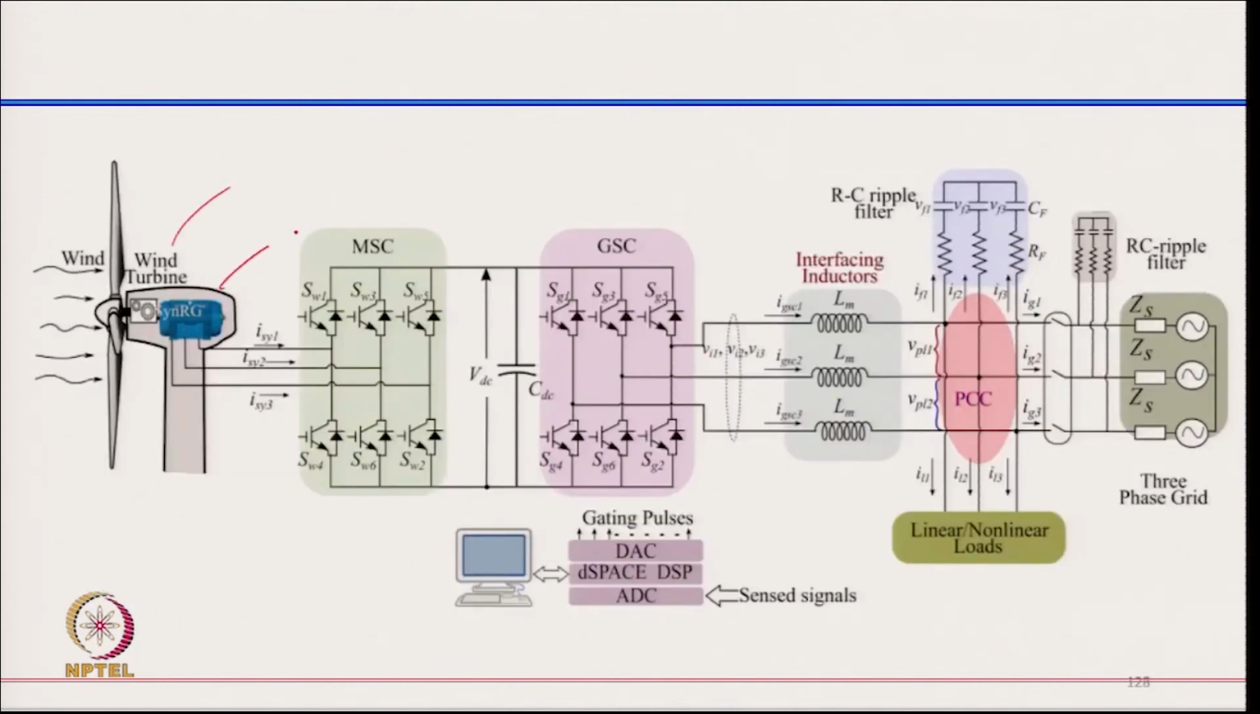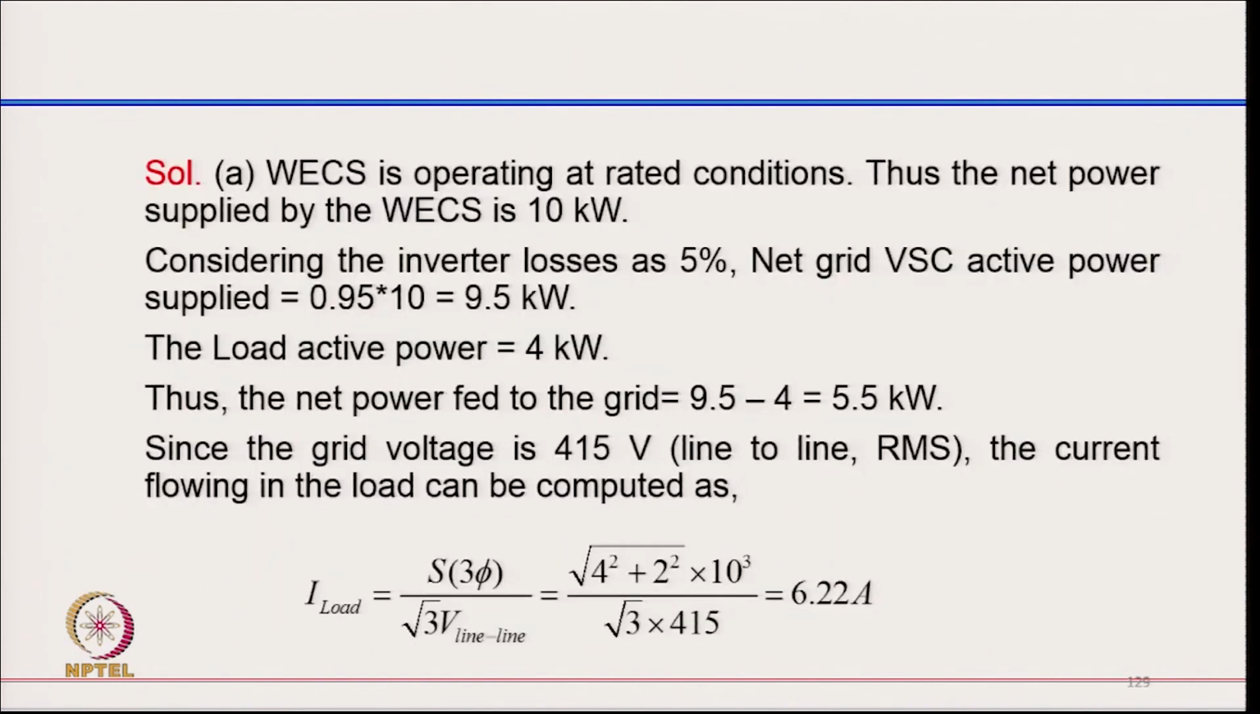We have, with the gearbox, the synchronous reluctance generator with the machine side converter and grid side converter, and we have a local load here which is connected at the point of common coupling, and this is typically the grid line. So, coming to the solution part, the wind energy conversion system is operating at rated condition. Thus, the net power supplied by the wind is 10 kilowatt, and considering the loss is 5%, the net VSC active power is 0.95 times 10. So, it is 9.5 kilowatt. The load active power is 4 kilowatt. So, the net power going to the grid is this 9.5 minus the load power, so it is 5.5 kilowatt.